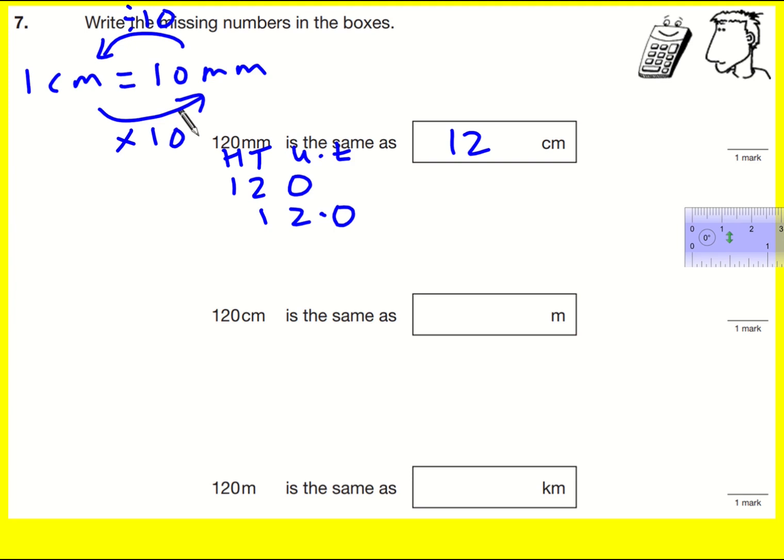Sometimes people say just take off the 0, but you shouldn't think of it like that because it's not going to work in the later questions. We need to think about moving down the place value table.